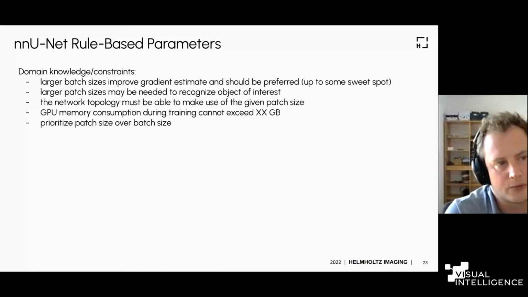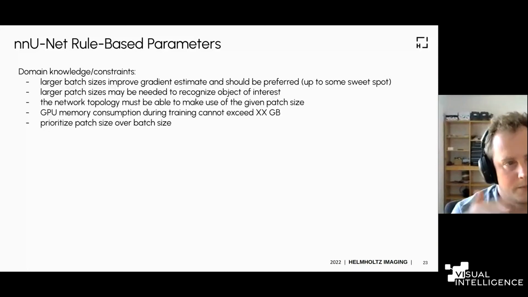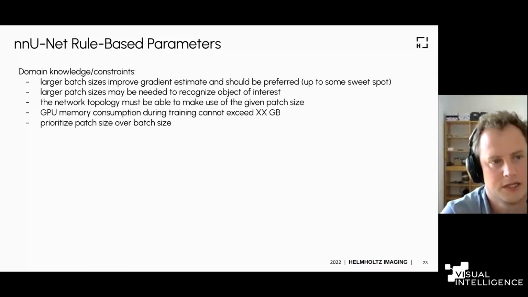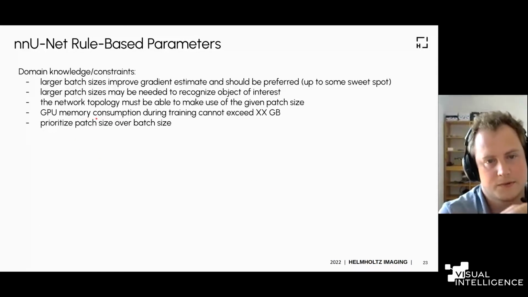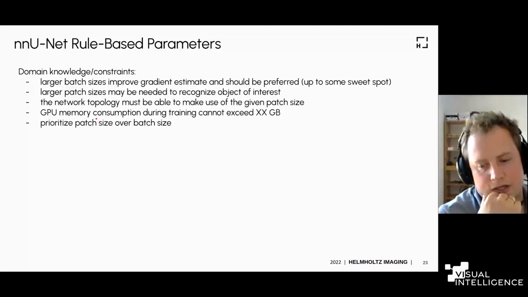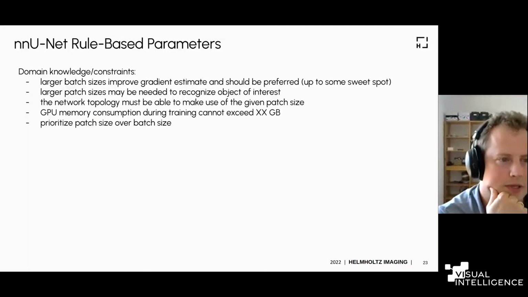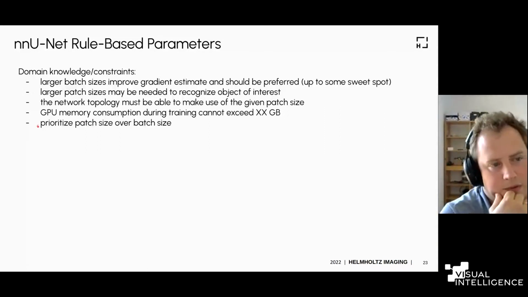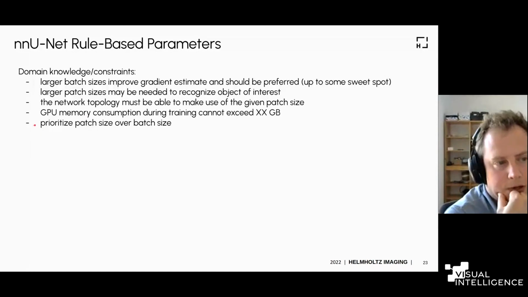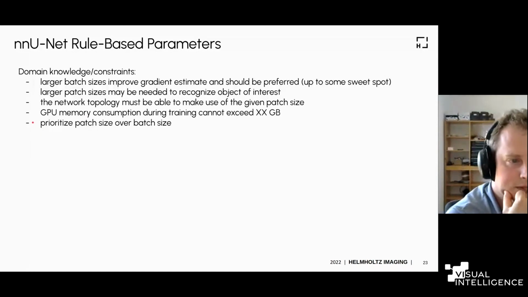In a real-world application, we cannot just crank up the batch size, the patch size, and build the network topology accordingly, because then we get a problem with GPU memory consumption. And again, here, this constraint of wanting this to be able to run on standard deep learning hardware comes into play. So we need to make sure to find the right balance. And another thing that we know from our experience with other segmentation problems is that we generally prefer a larger patch size over batch size.